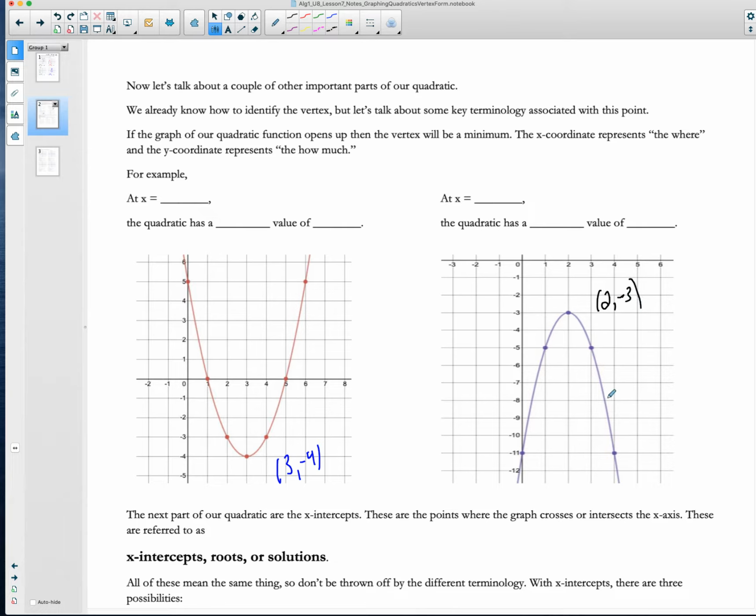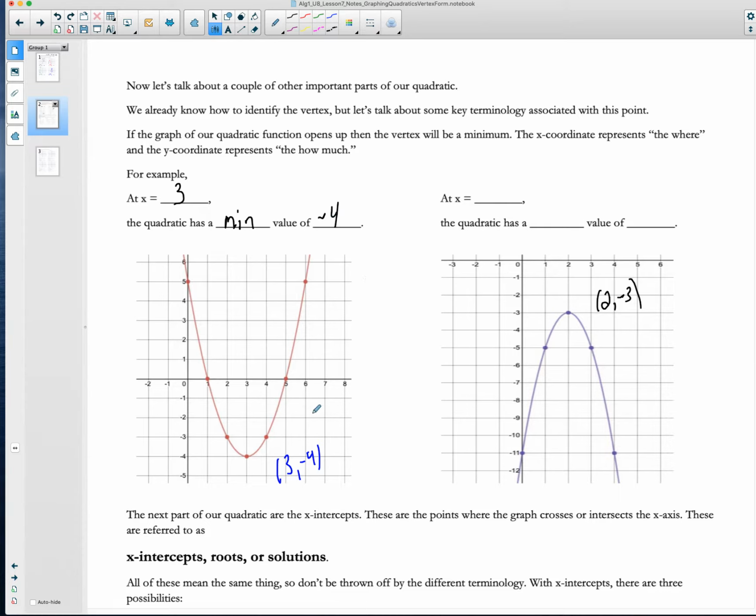Now really the x-coordinate is telling us something about that vertex and the y-coordinate is telling us something about that vertex. The x-coordinate represents the where. Where is that maximum happening? Where is the minimum happening? The y-coordinate is telling us how much. So when I look at this, my vertex is 3, -4. At x equals 3, the quadratic has a minimum value of -4.